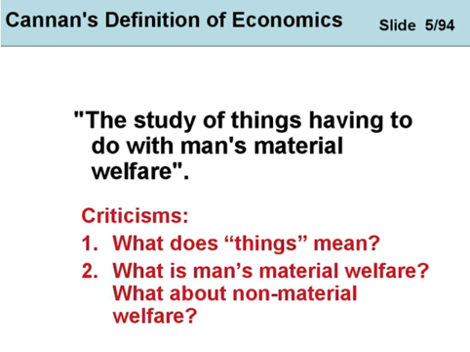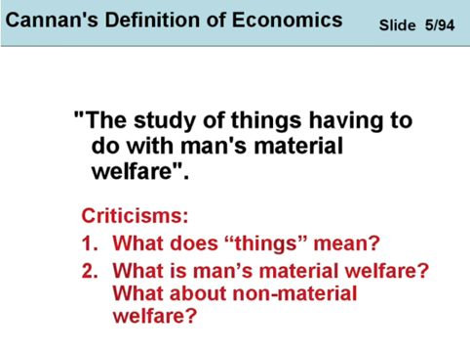And secondly, what is man's material welfare? What about non-material welfare? For example, our quality of life may be art, music, cinema, sport. To many people these are important, and that is what's missing in the definition. Cannan was fixed on man's material welfare, but the immaterial, the non-material, may be very important to us.